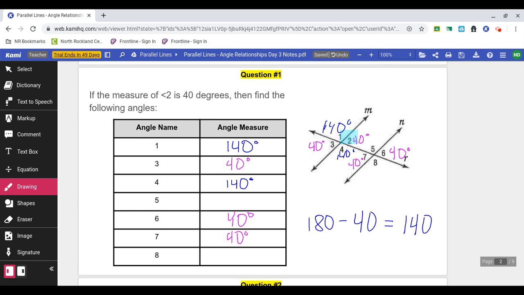Okay, and then I know that angle 4 and angle 5 are alternate interior angles, which means they are equal. So angle 5 also has to be equal to 140 degrees. And last but not least, angle 5 and angle 8 are vertical angles, which means they're equal to each other. So angle 8 also has to be equal to 140 degrees. All right, guys, you might have used different angle relationships to find these angle measures, and that is totally fine.